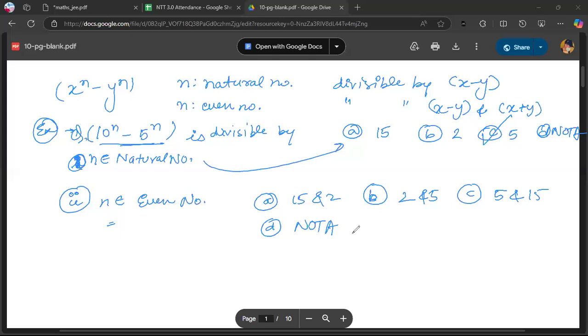Any guesses? Please guess. No problem. 2 and 5. Option B, sir. No. Okay. It will be divisible by x plus y, which is 10 plus 5, and also x minus y, which is 10 minus 5, which is 5. So it will be divisible by 15 and 5, which is option number C. Correct? Yes, sir. That's how this property will work. Understood? Yes, sir.